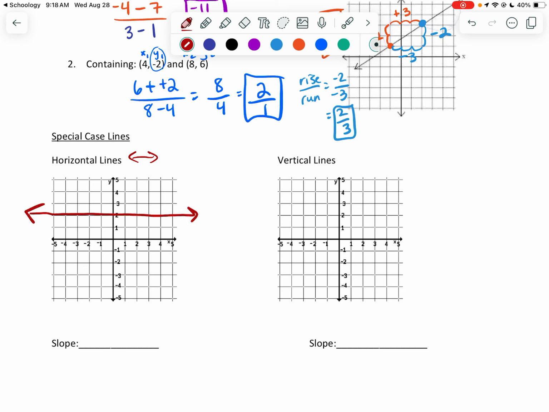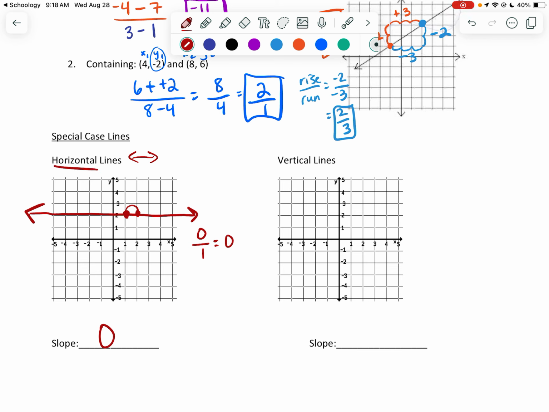Right, that slope, if I picked 2 points and checked the rise over run of it, I'm not going up or down any, but I am going right 1. So my rise is 0, and my run in this case would be 1. Well, 0 divided by anything is 0. So the slope of any horizontal line is 0.